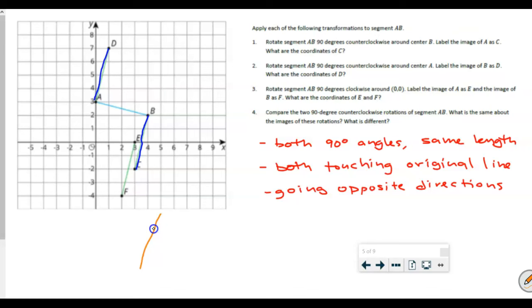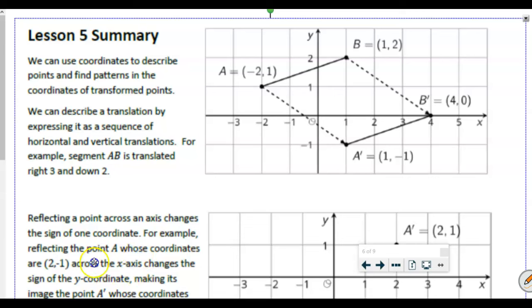But I want you to notice that although we can do these translations and rotations, we're not going to see some of those same patterns with coordinates that we saw here. They're a little bit harder to see, and that's probably something that you'll learn next year instead of this year. Let's summarize. It's time to wrap this all up.